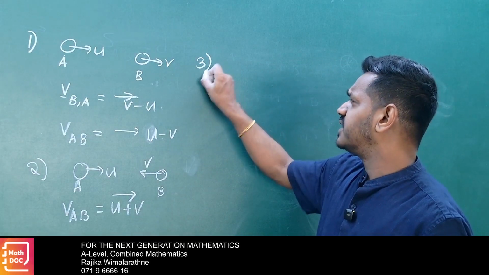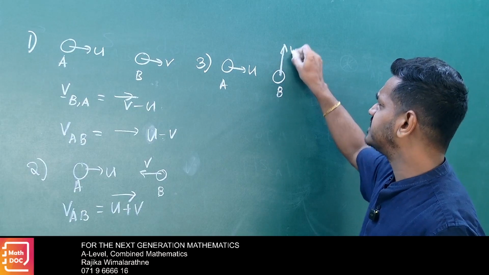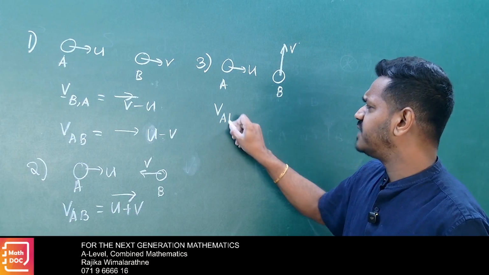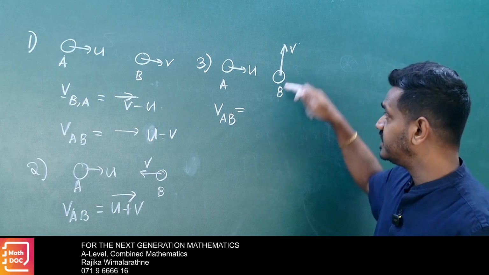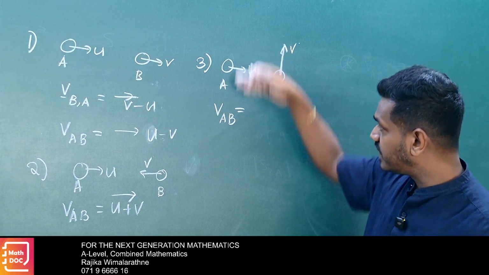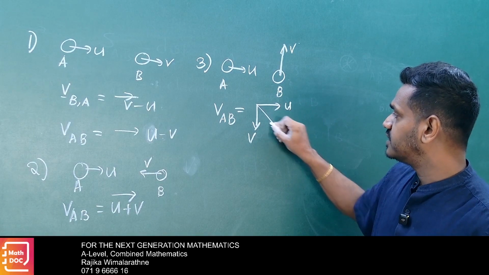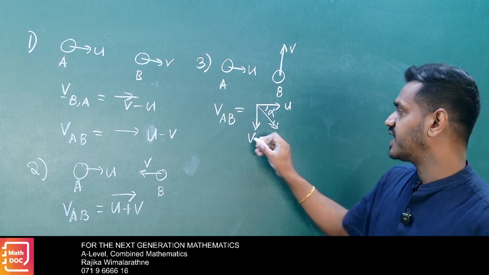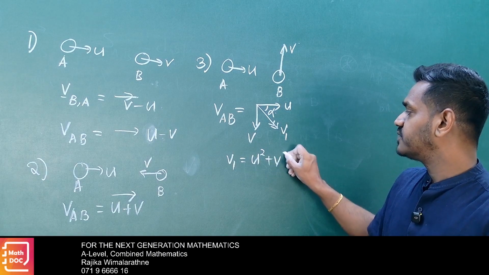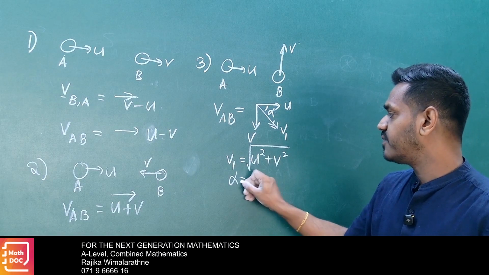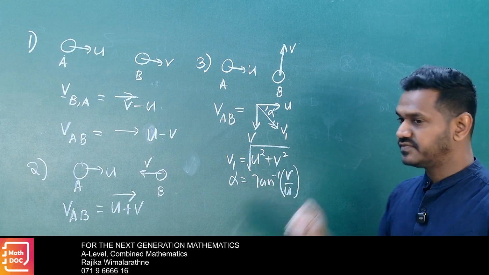Then you consider the third one. Here A has velocity u, and B has velocity v like this. Then for the velocity of A with respect to B, you have to stop B. Give a downward velocity to B, then B becomes 0. Then here u plus v. We have two components, u and v. Here the resultant, say this is V1. V1 equals the square root of u squared plus v squared, at an angle tan inverse of v divided by u.